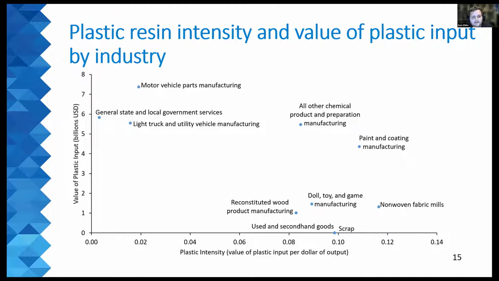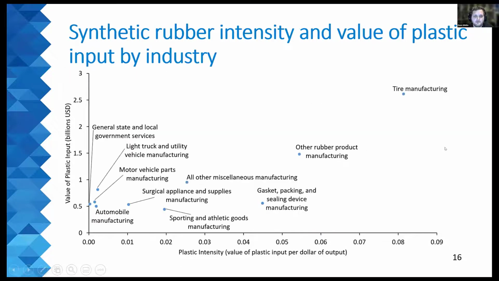Looking at plastic resin now, we have another clustering of those industries of high value of plastic input and those industries of high plastic intensity, with 2 standout industries being all other chemical product and preparation manufacturing and paint and coating manufacturing, representing efficient targets for policymakers and consumers.